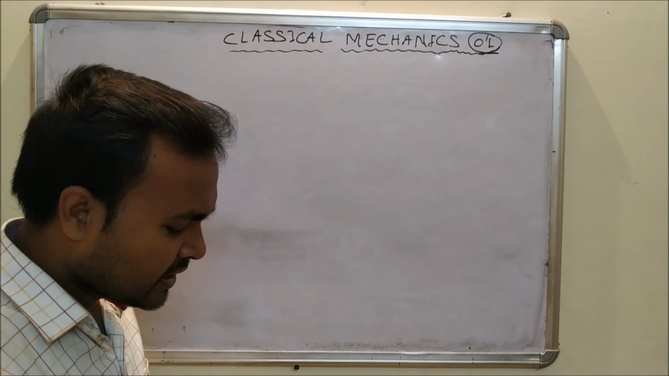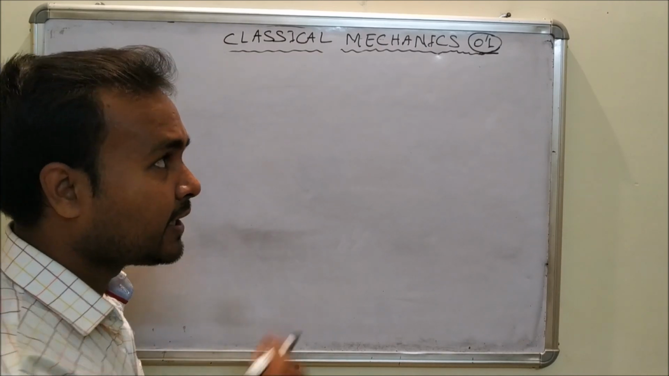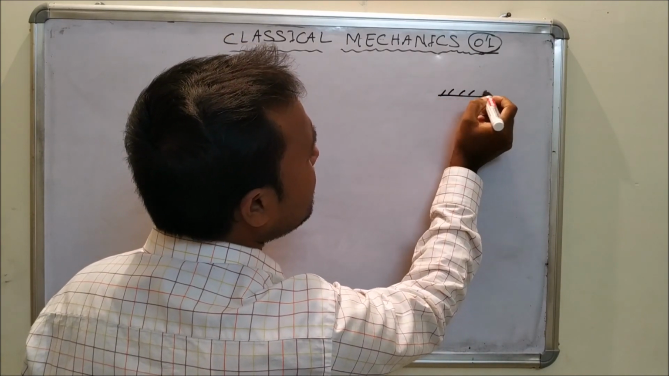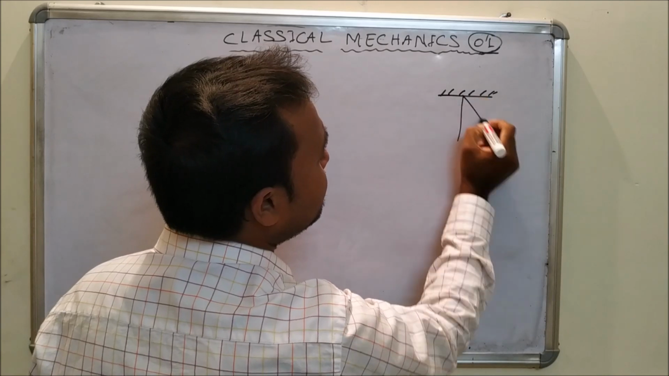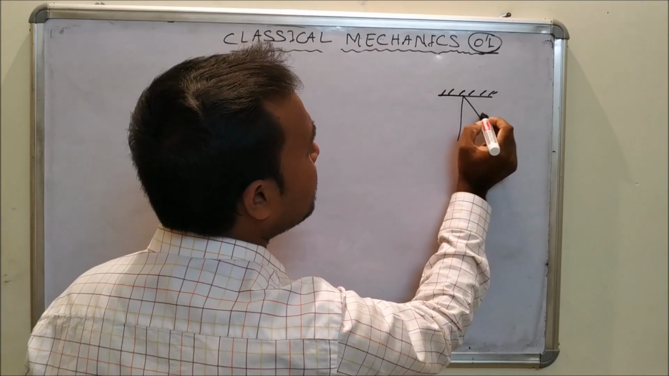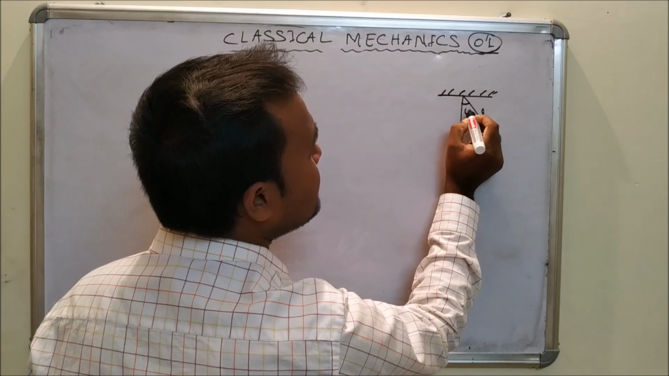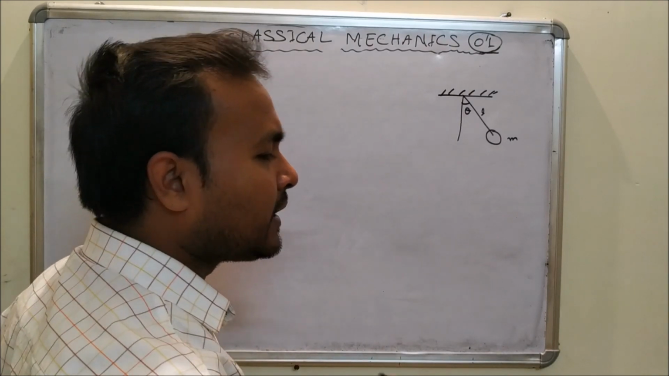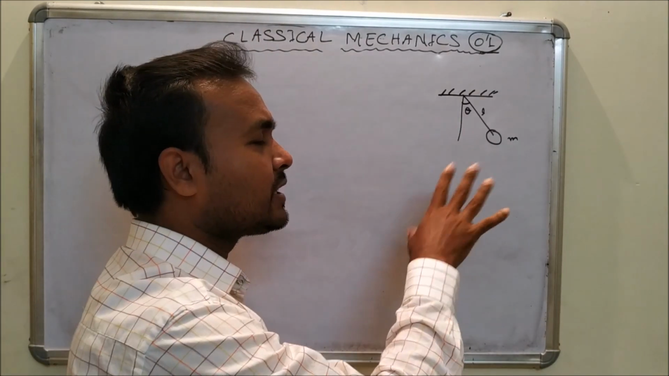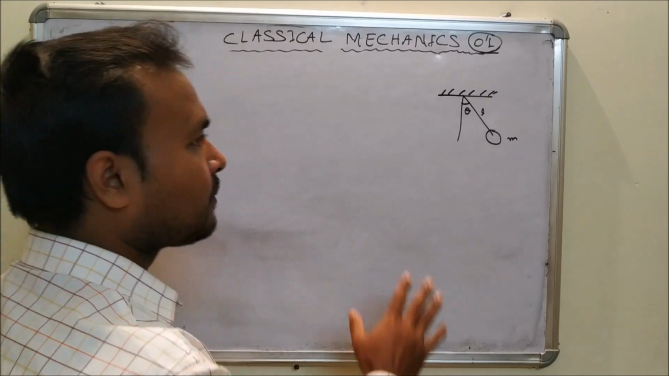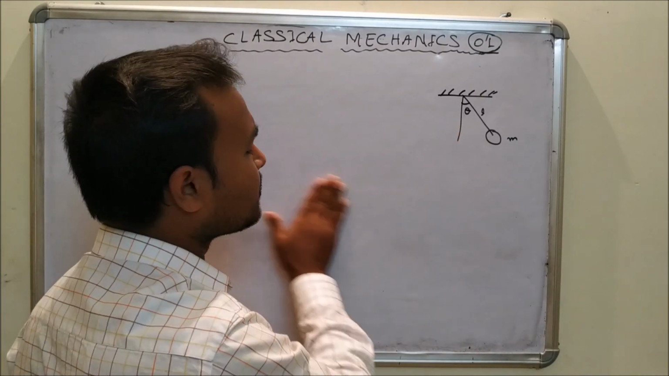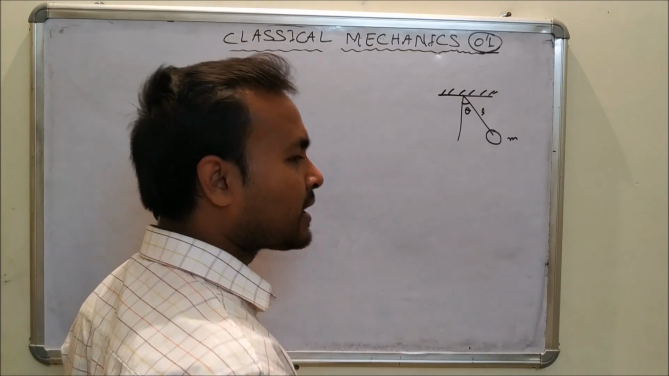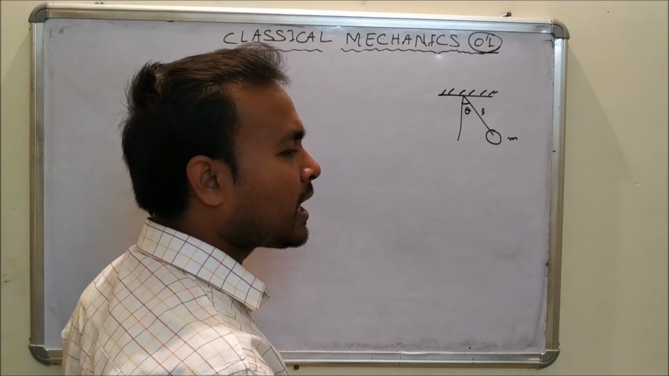Now let us take a problem directly and start from there. This is a simple pendulum where the length of the string is L, its angular displacement is theta, and the mass of the ball is M. If I ask you to find the time period of this simple pendulum, what did we do in earlier classes, in lower classes, before knowing the Lagrangian formulation?